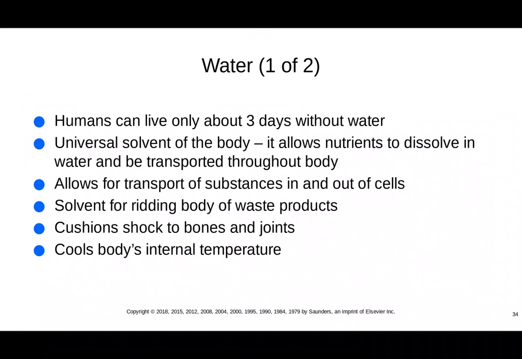Okay, our last nutrient is water. So humans can live only about 3 days without any water. It's a universal solvent of the body. It allows nutrients to dissolve in water and then be transported throughout the body. It allows for transport of substances in and out of cells. It's a solvent that's great for ridding the body of waste products. It helps to cushion the shock to bones and joints. And it also helps to cool the body's internal temperature.